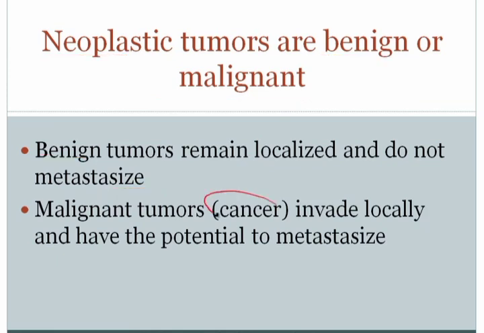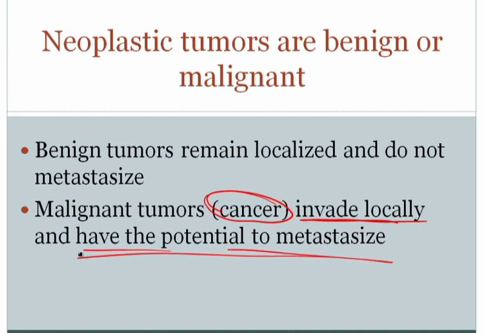Malignant tumors are also called cancer, and a characteristic of malignant tumors is that they invade locally, and they have the potential to metastasize. What do I mean by potential to metastasize? Meaning that in a subset of patients, those tumors will metastasize, but it doesn't need to metastasize in every single patient. So for example, if a woman has breast cancer and it's localized to the breast, if that cancer has the propensity to metastasize in patients, then we would still call it cancer even though it hasn't metastasized in that individual patient. So it simply has the potential to metastasize in any given patient. So again, this is another general principle concerning neoplasia.